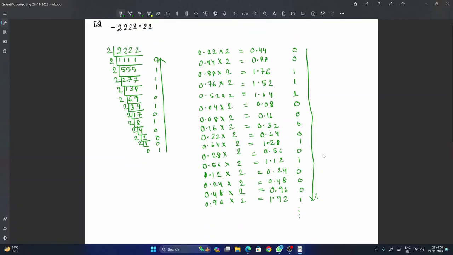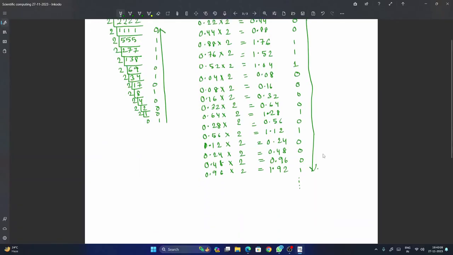So now express the number first in the binary form. That means your minus 2222.22 in decimal is actually 0, then 1, not 0, this is 1 0 1 0 0 0 1 0 1 0 1 0.